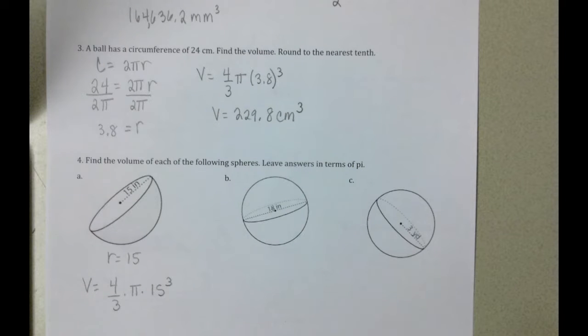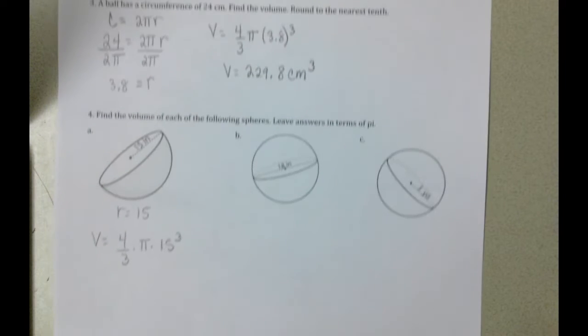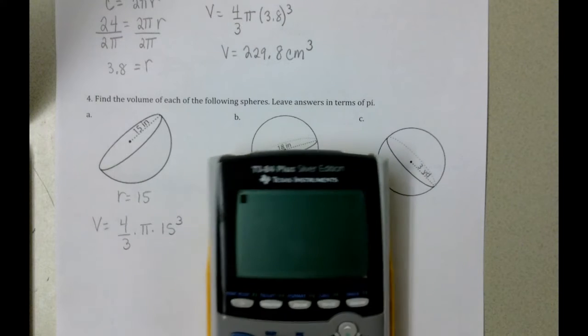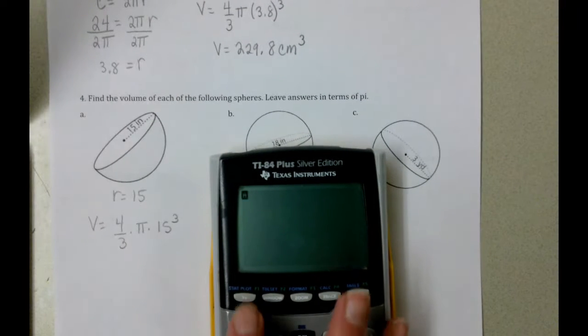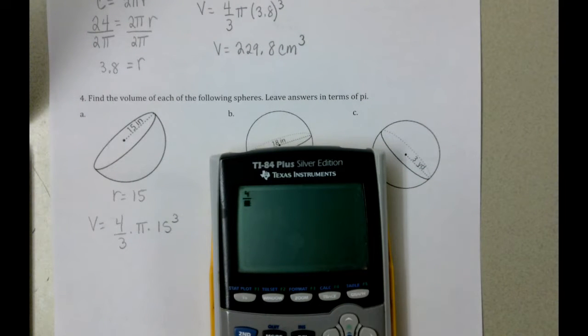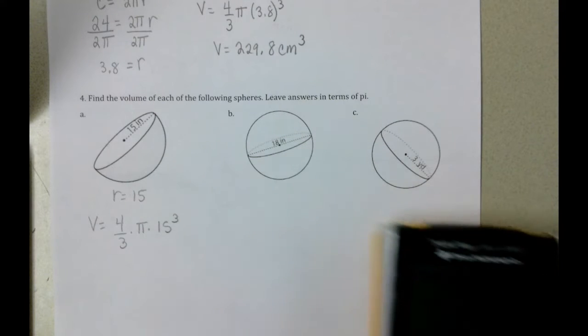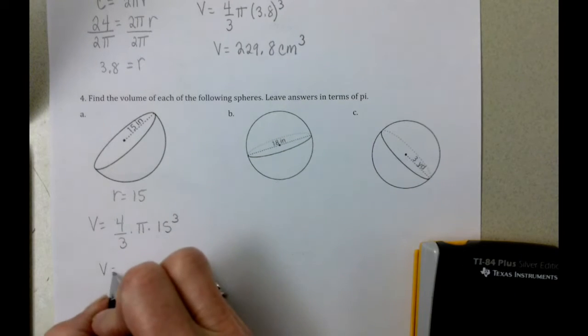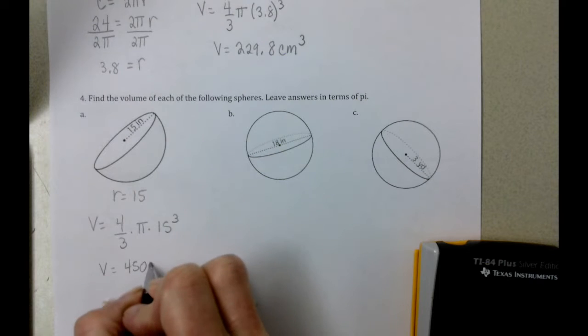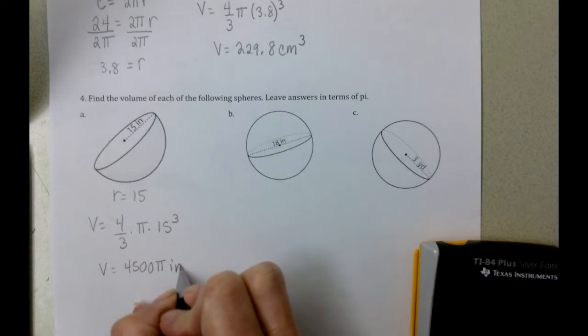Remember, we're not going to type in pi because it says leave answer in terms of pi. So when we pull up our calculator here, we get 4/3 times 15 cubed, and that gives us 4,500, and we get the volume is 4,500 pi inches cubed.